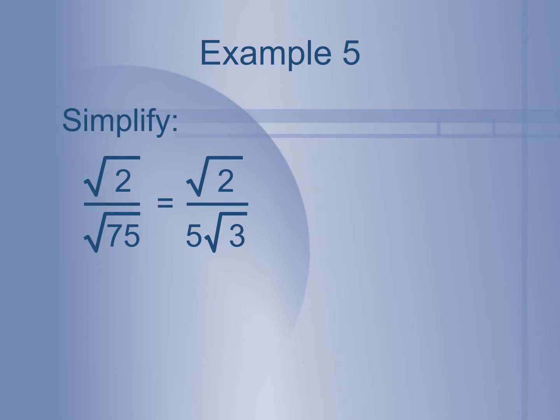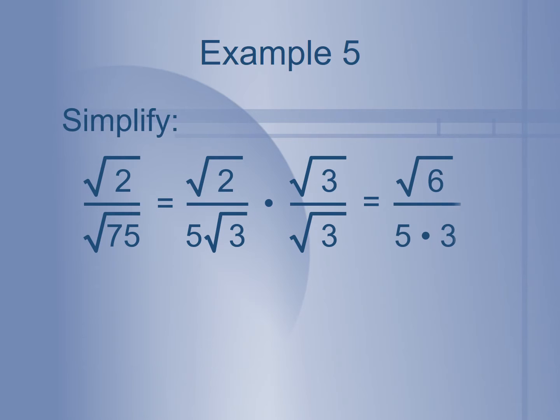So now that we have that, now we will rationalize the denominator by multiplying by the square root of 3. So the square root of 2 times the square root of 3 becomes the square root of 6. And then the square root of 3 times the square root of 3 becomes 3. But we already had the 5 there. So then we have to do 5 times 3, which is 15. So our final answer becomes the square root of 6 over 15.